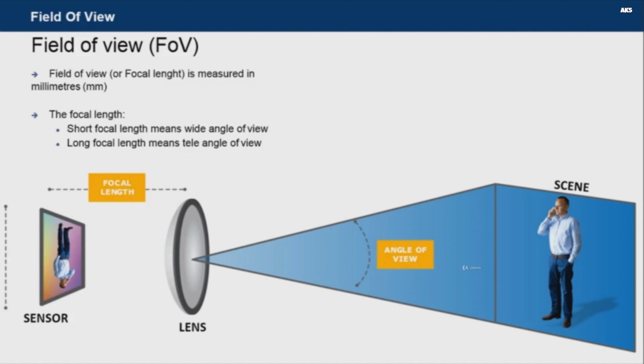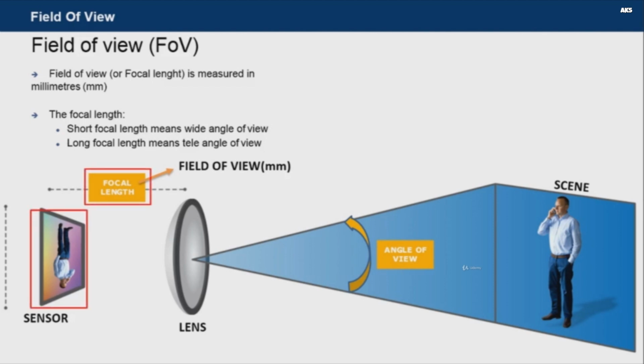Let's move now to field of view. This is the most important consideration to take into account when selecting your camera. Field of view is measured in millimeters, and it defines how much of the scene and what level of detail are to be captured by the camera. That means the area of coverage and the degree of detail to be viewed.